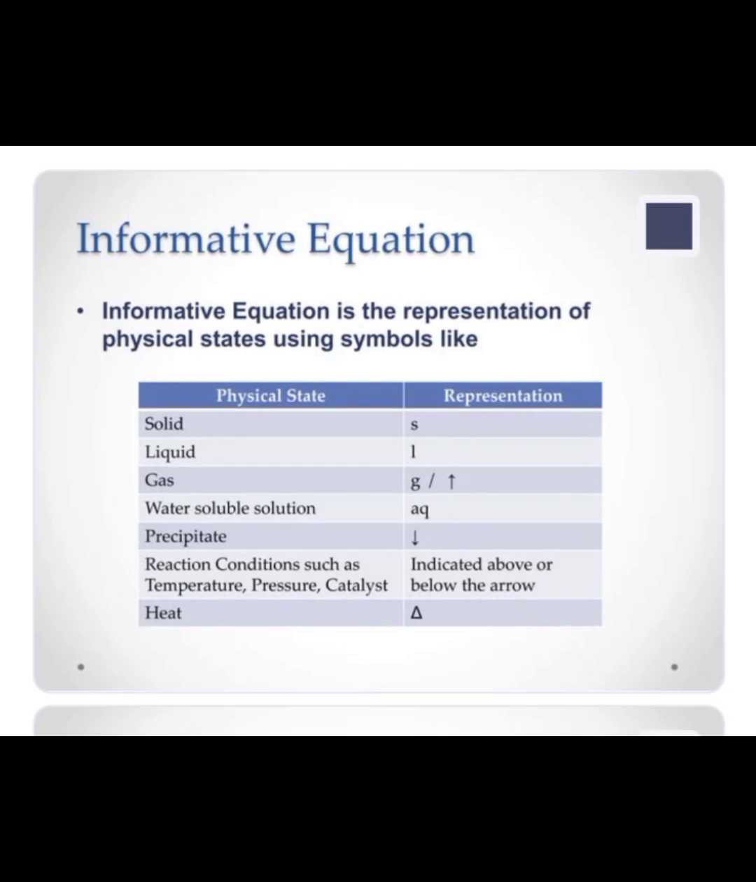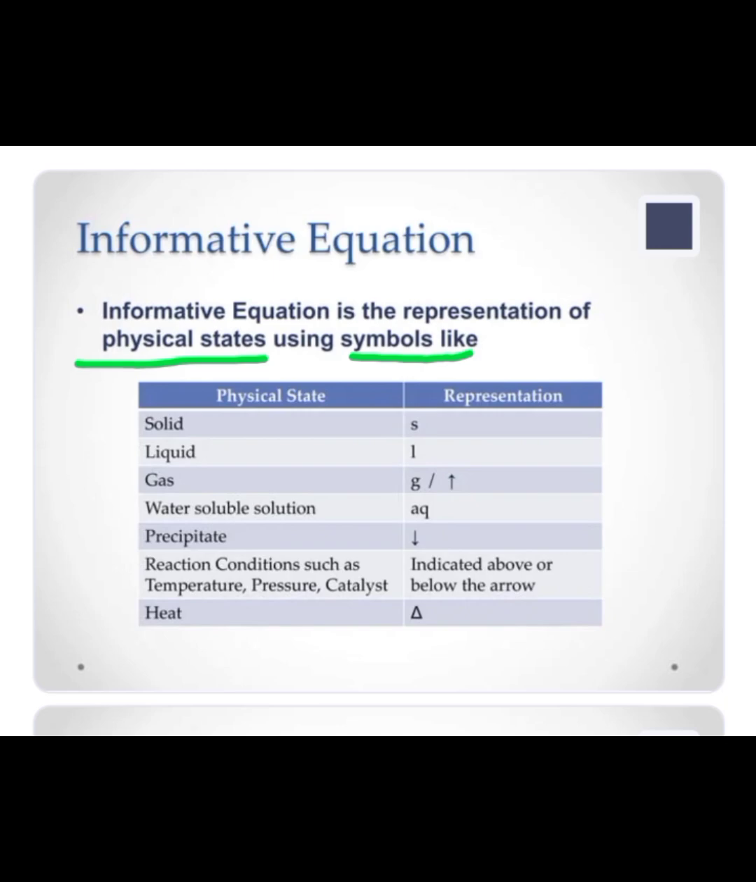Now the equation that is giving information regarding the reactants and products. So how will you identify the reactant and products and their physical states? So we have to indicate some abbreviation or the symbols which indicate the physical state of the following substances as reactant and products. So the informative equation is the representation of physical state using symbols. So these are the symbols here.